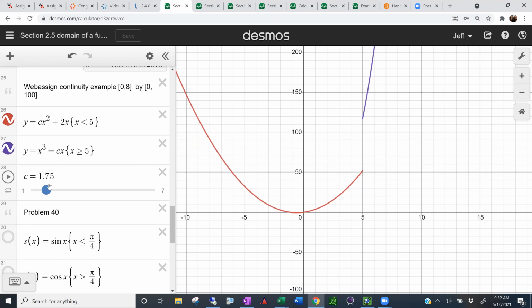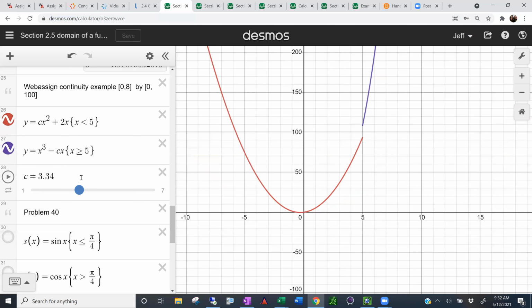And notice that they're getting closer to each other. And at some point, they're going to touch. And at that point, you've got a continuous function. So somewhere around here, about 3.8 maybe, it looks like that choice of C makes this a continuous function, right? Now, chances are you're not going to graph things and solve this by graphing on an exam. So what are you going to do?